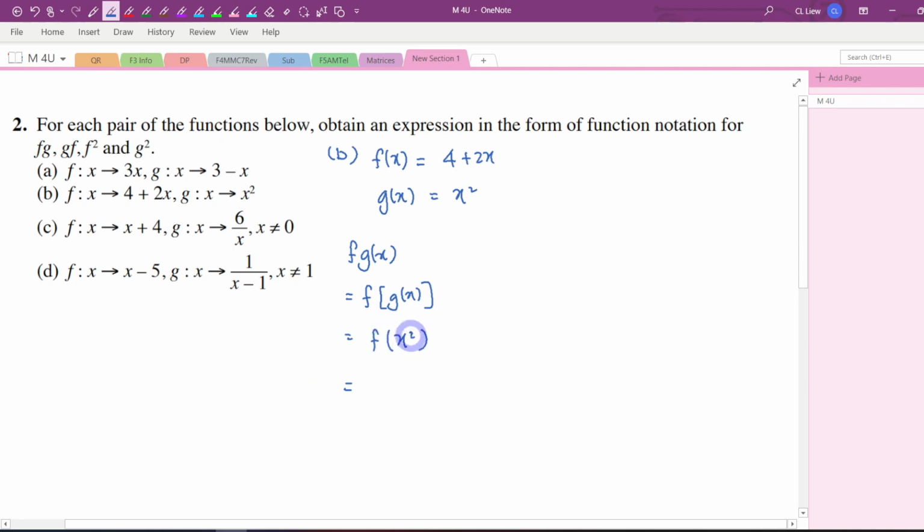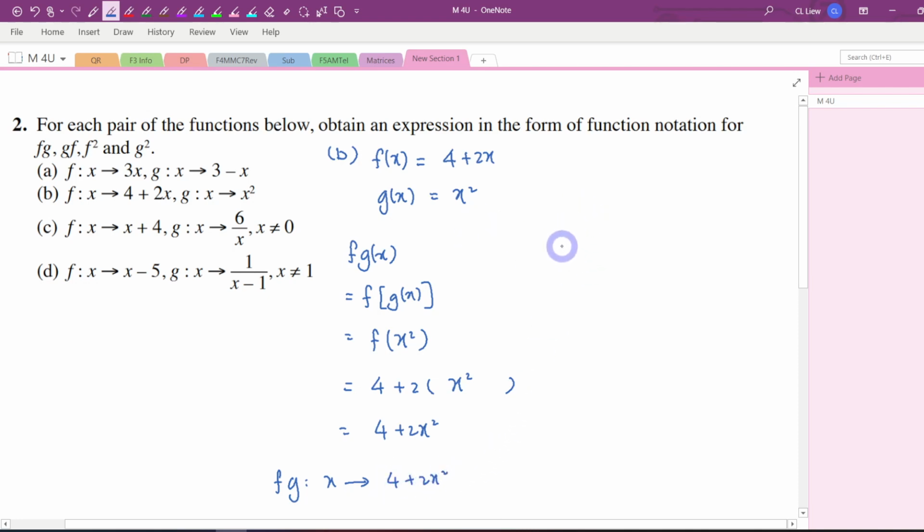f of x squared. Focus on this one. f of x is equal to 4 plus 2x. What I'm going to write here depends on what I see here. This is x squared, therefore I need to write x squared. So it's actually equal to 4 plus 2x squared. So f of g maps x to 4 plus 2x squared.